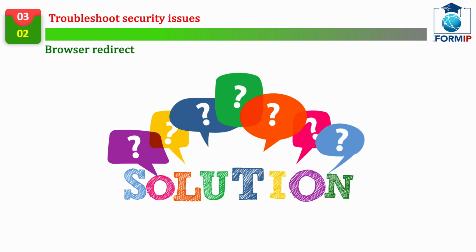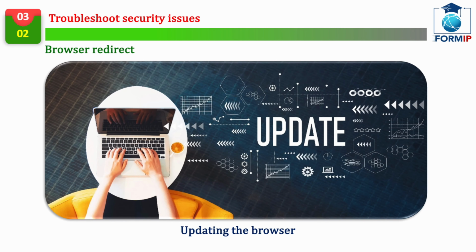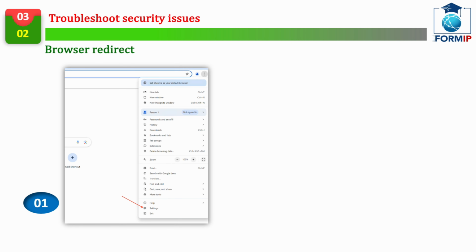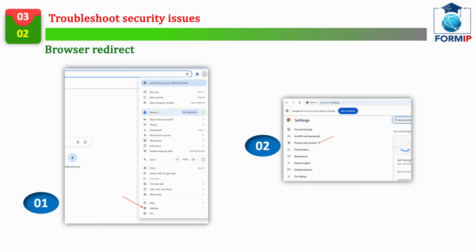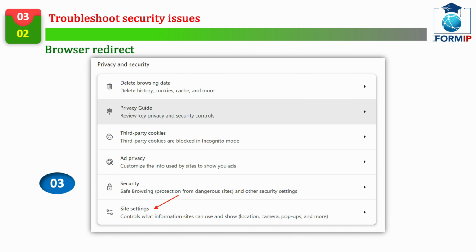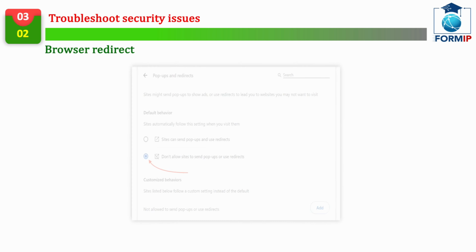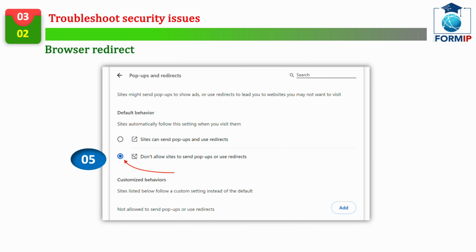First of all, you must start by checking that your browser is up to date, i.e., that you are using the latest version. Let's take the example of Google's Chrome browser. You will have to go to its settings, then go to Privacy and Security, then click on Site Settings, and on Pop-ups and Redirects. And this is where you will have to check that the default behavior does not allow sites to send you pop-ups nor to use redirects.